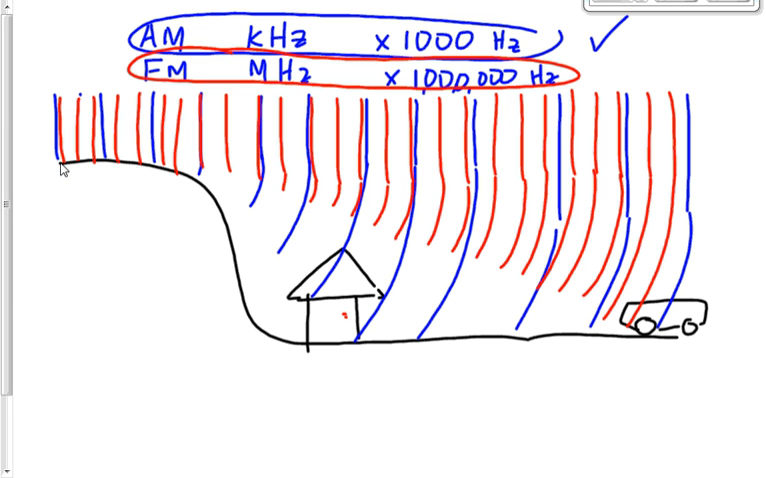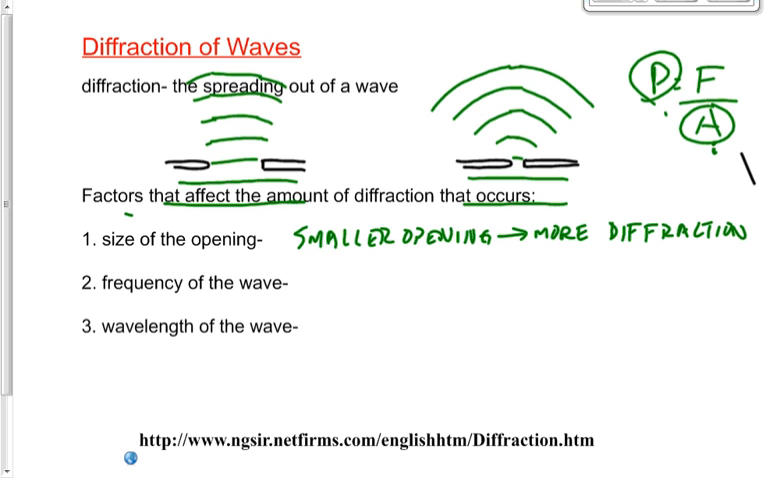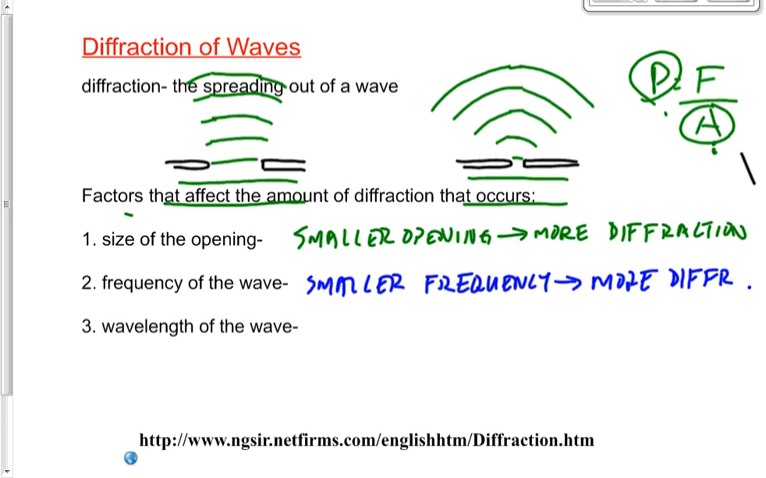So let's go back to this page. How does frequency affect the amount of diffraction that takes place? Smaller frequency, more diffraction. How do I remember it? Because I could listen to AM radio at the bottom of the hill, but I couldn't listen to FM radio at the bottom of the hill. That's the only way to this day that I can remember that smaller frequency gives me more diffraction, because I could listen to my radio show on AM, but I couldn't listen to my radio show on FM.